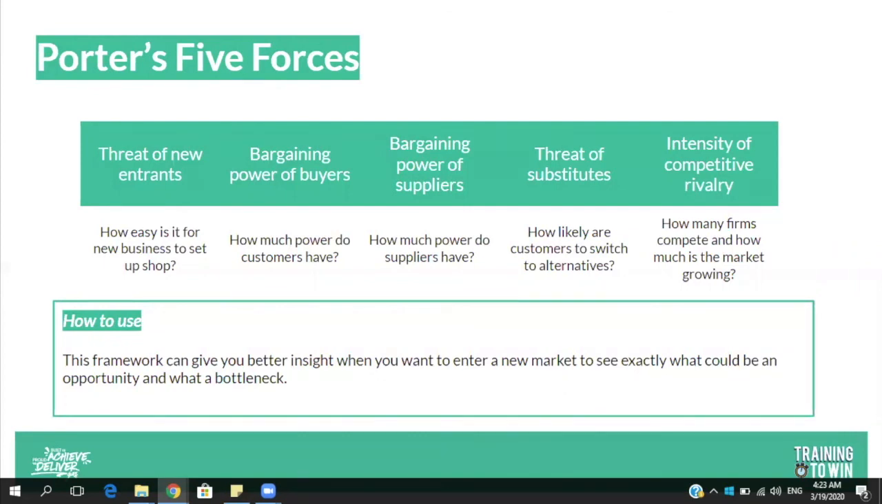How much power do customers have? How much power do suppliers have, meaning you? How likely are customers to switch to alternatives? And how many firms compete and how much is the market growing? It's easy to use. You just answer the questions, and instead of new business, you replace it with GT, because that's basically you.